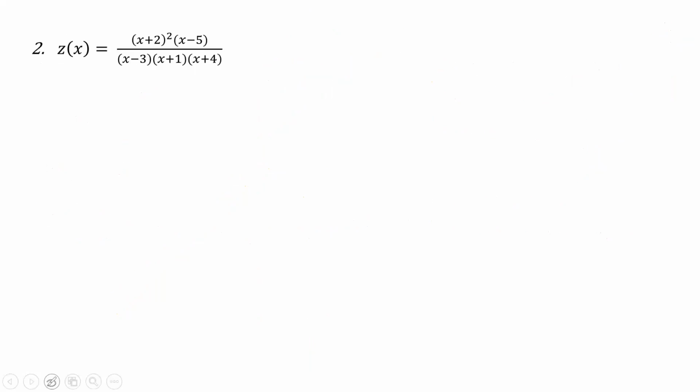All right, so what about this one? Okay, well, this one's kind of nice. We're supposed to, again, sketch the graph, but it factored everything. So we're supposed to find our x, y intercepts, our vertical, horizontal, slant asymptotes, and then sketch.